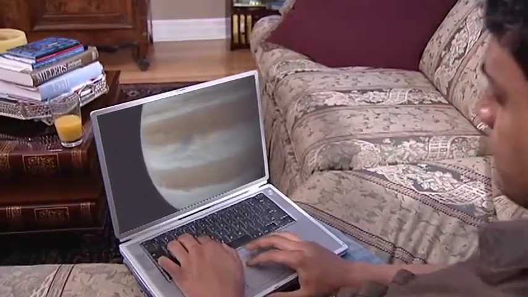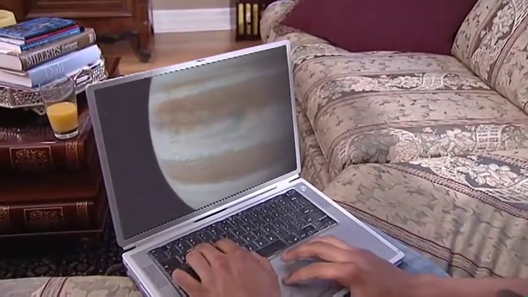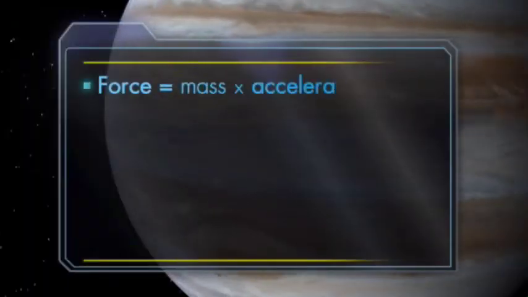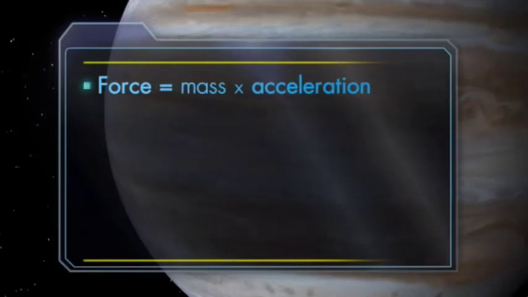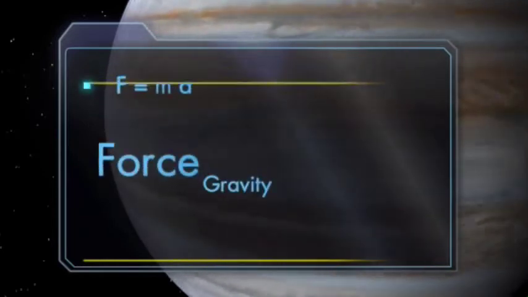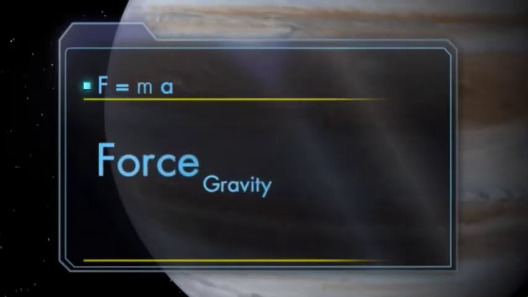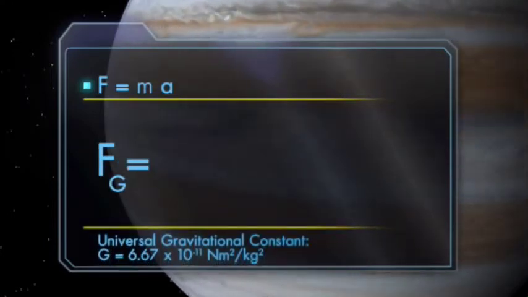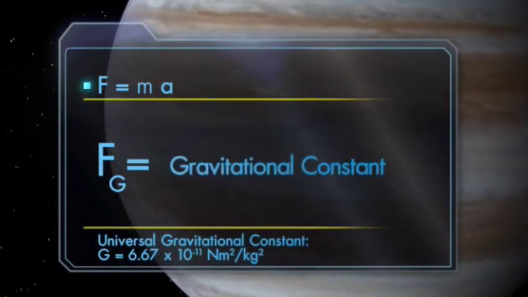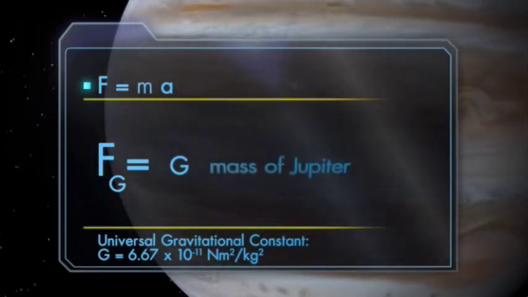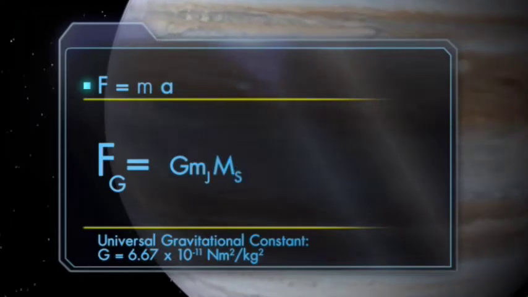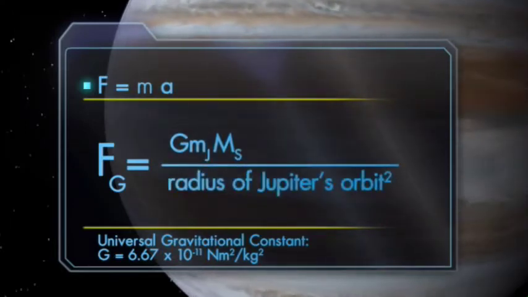Let's start with Newton's second law of motion, which says that the net force acting on Jupiter is equal to its mass times its acceleration. The net force is the gravitational force the sun exerts on Jupiter. The magnitude of this force is equal to the universal gravitational constant times the mass of Jupiter times the mass of the sun divided by the square of the radius of Jupiter's orbit.